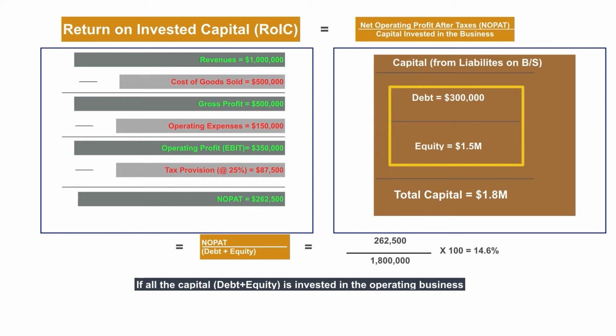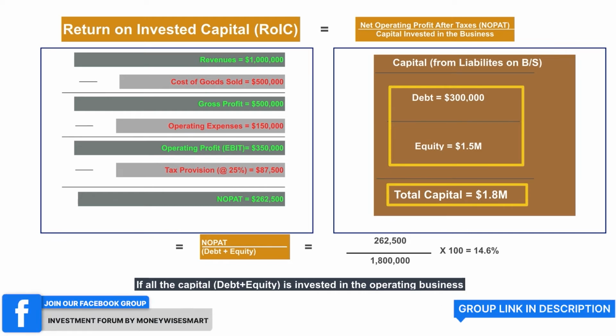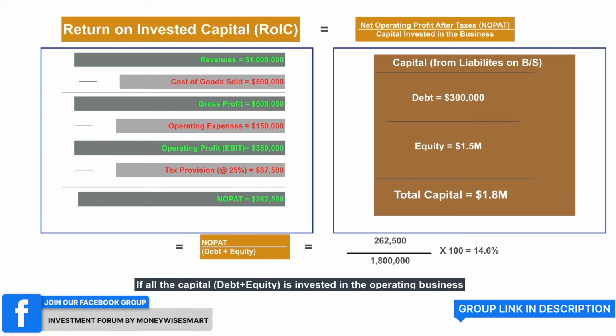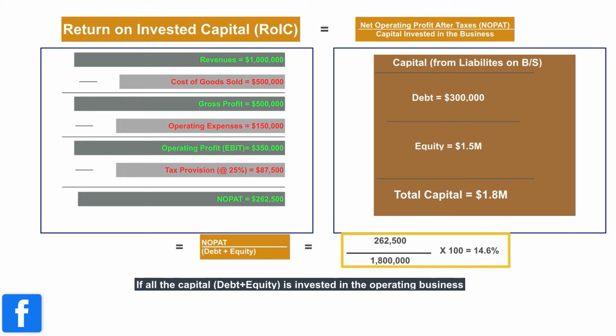So the business has employed a total capital of $1.8 million. So the return on invested capital is nothing but the NOPAT over the capital employed in the business, which is NOPAT divided by debt plus equity. So here it is 262,500 divided by 1.8 million, expressed in percentage, which amounts to 14.6%.